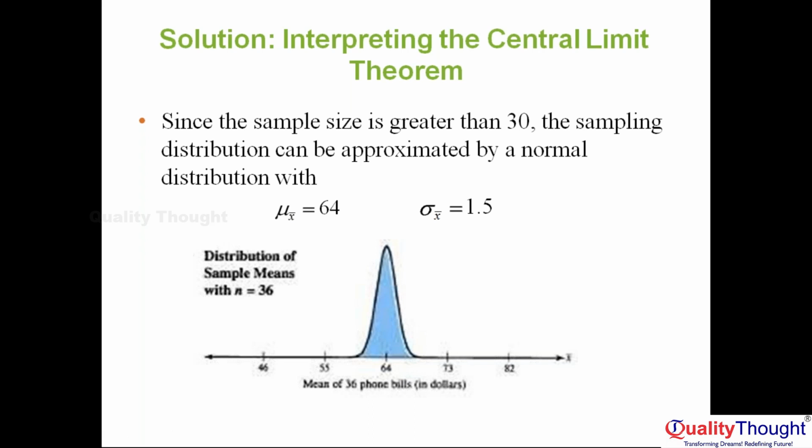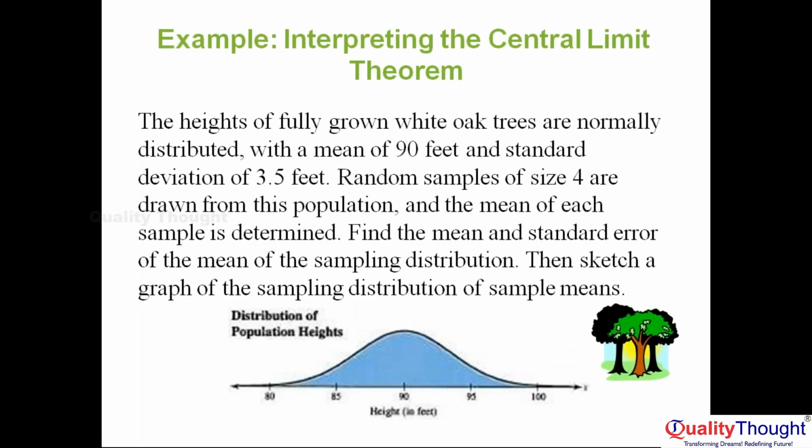Okay, now you tell me, the heights of fully grown white oak trees are normally distributed with a mean of 90 feet and a standard deviation of 3.5 feet. Random samples of size 4 are drawn from this population and the mean of each sample is determined. Find the mean and standard error of the mean of the sampling distribution. Then sketch a graph of the sampling distribution of the sample means.